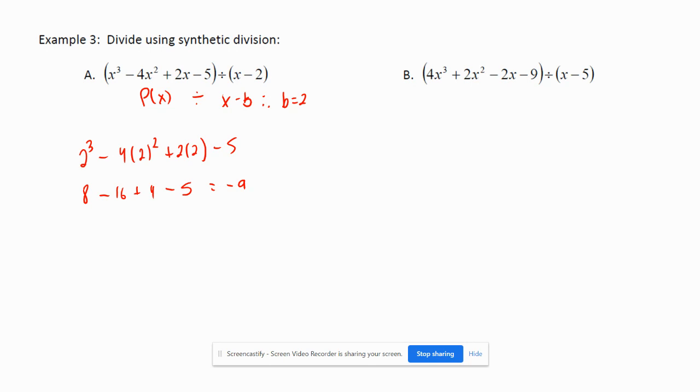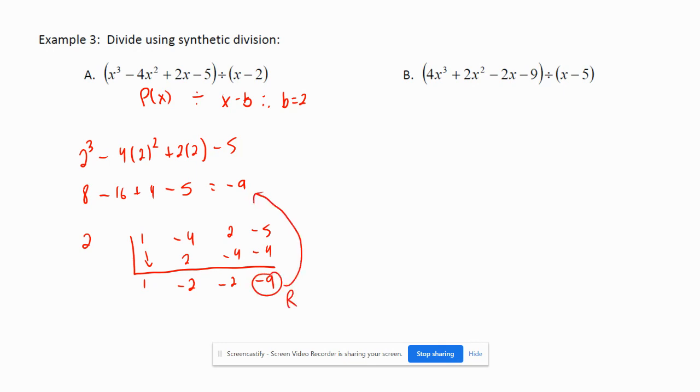Now, what we saw before, and sorry guys, I erased my notes from before, when we did this with synthetic division, we saw that our remainder was negative 9. This was our remainder, right? These numbers match up.